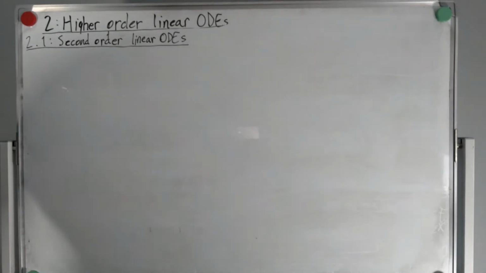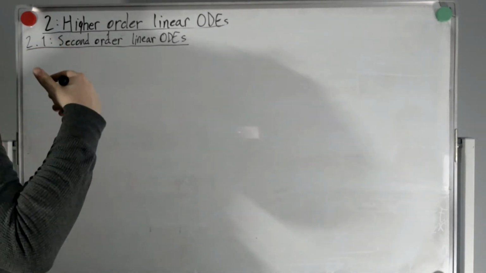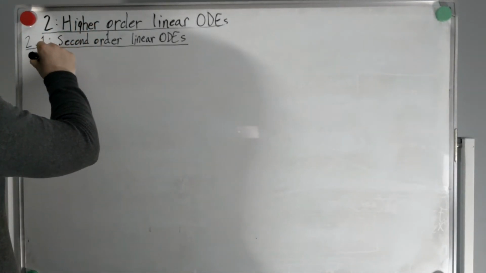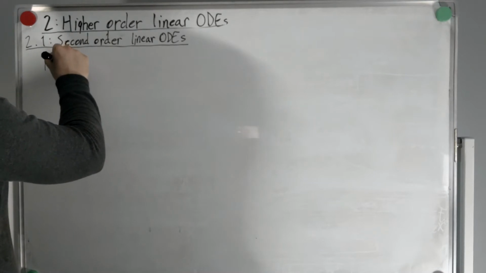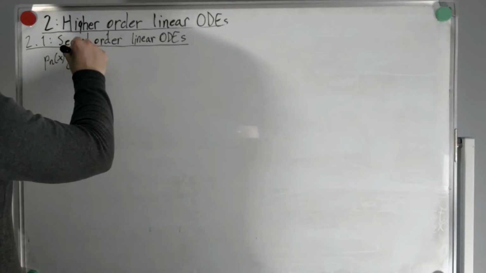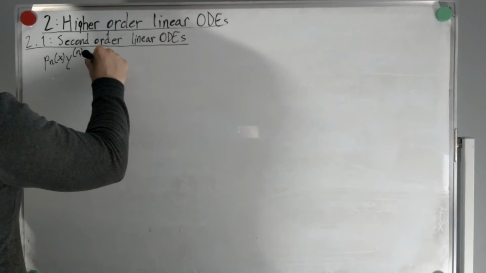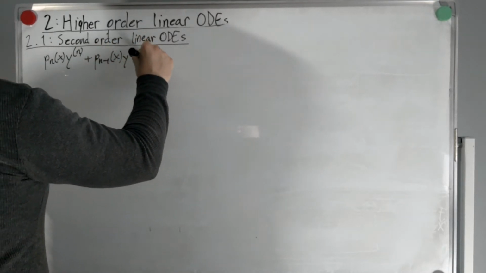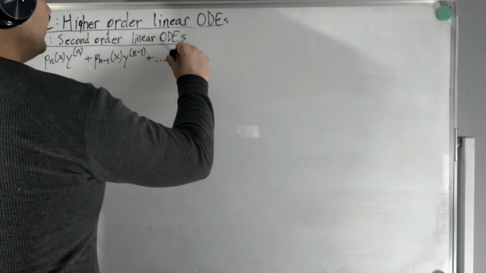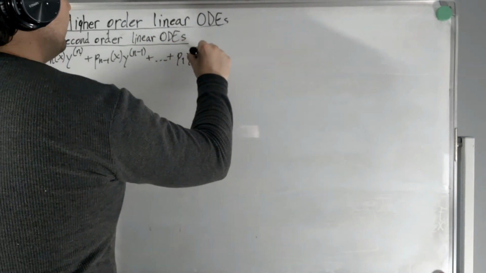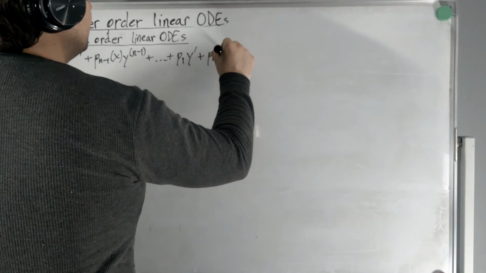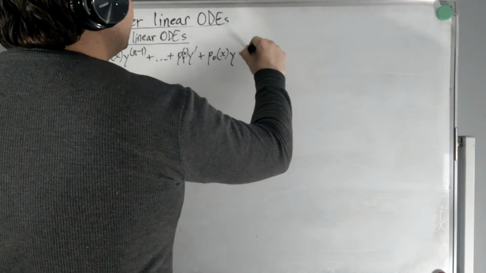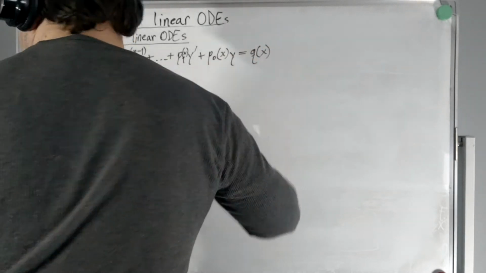So recall that an ODE is linear if it can be written as function of x times nth derivative of y plus function of x times n minus first derivative of y plus dot dot dot plus function of x times first derivative of y plus function of x times y equals some other function of x.